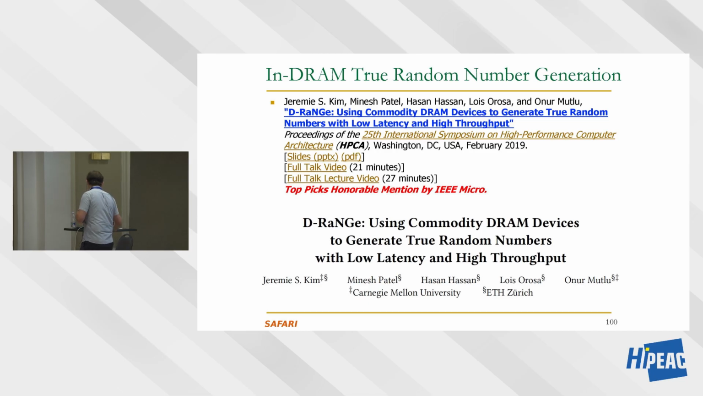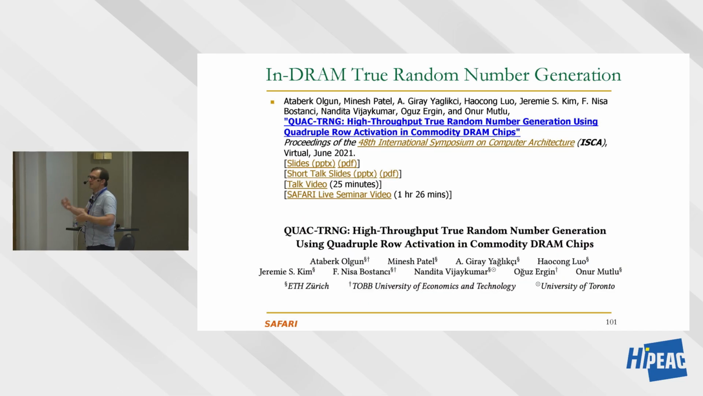This is fascinating. So later we actually showed that you could actually do this in a better way by activating multiple rows. And we actually saw some other works on this topic. But I'm not going to talk about that, we don't have time. But essentially you can generate random numbers in DRAM. So why is this interesting?